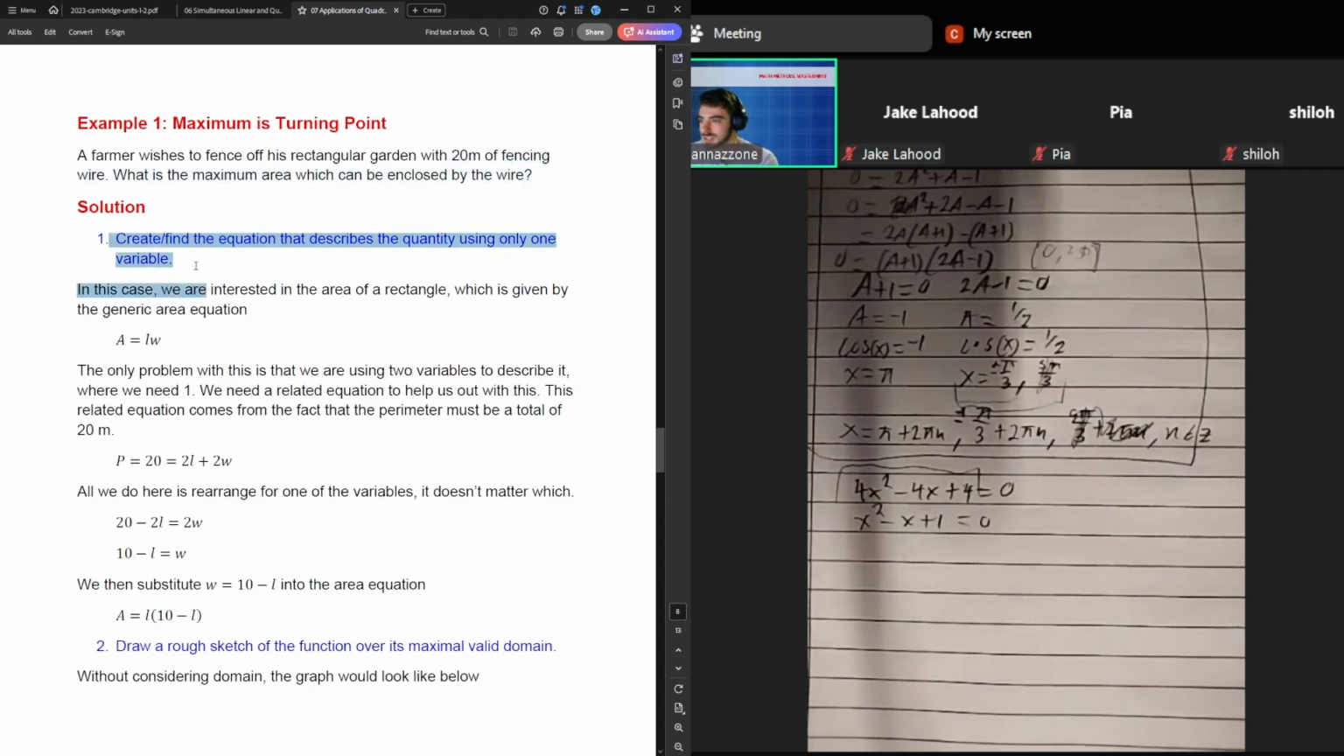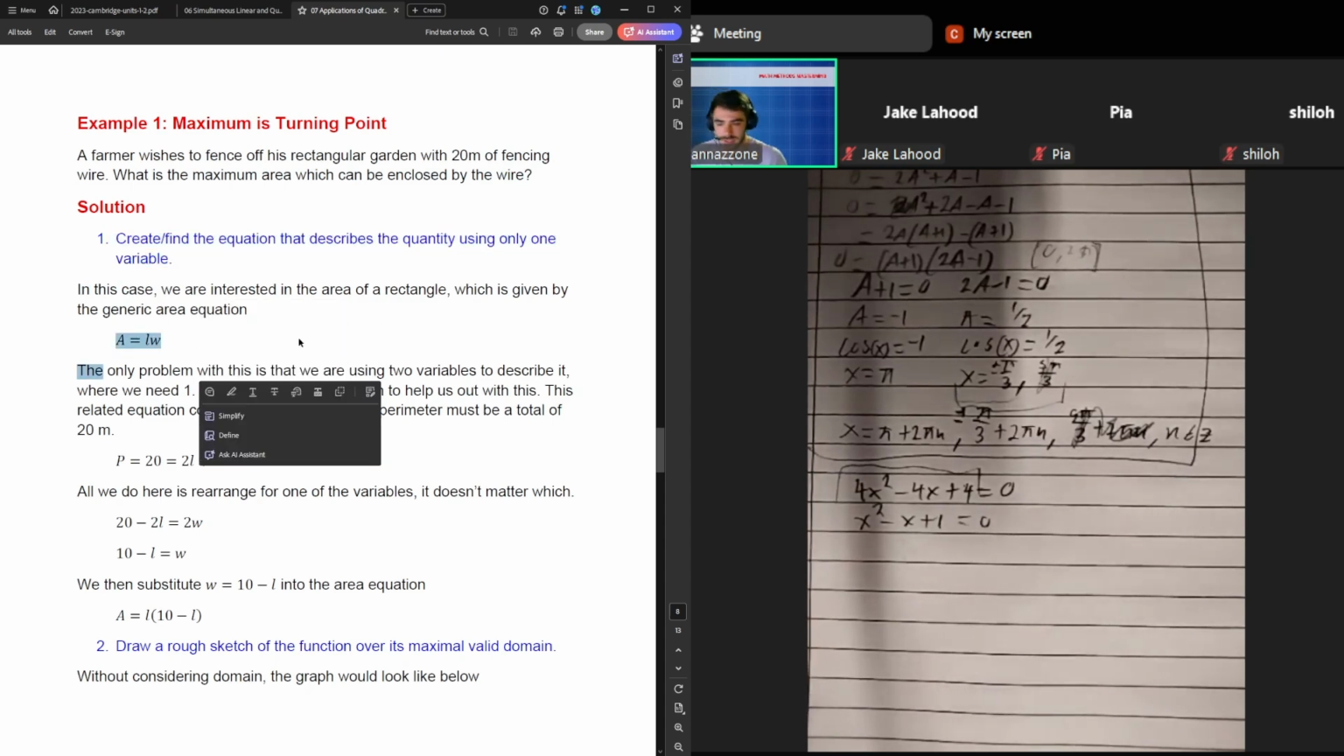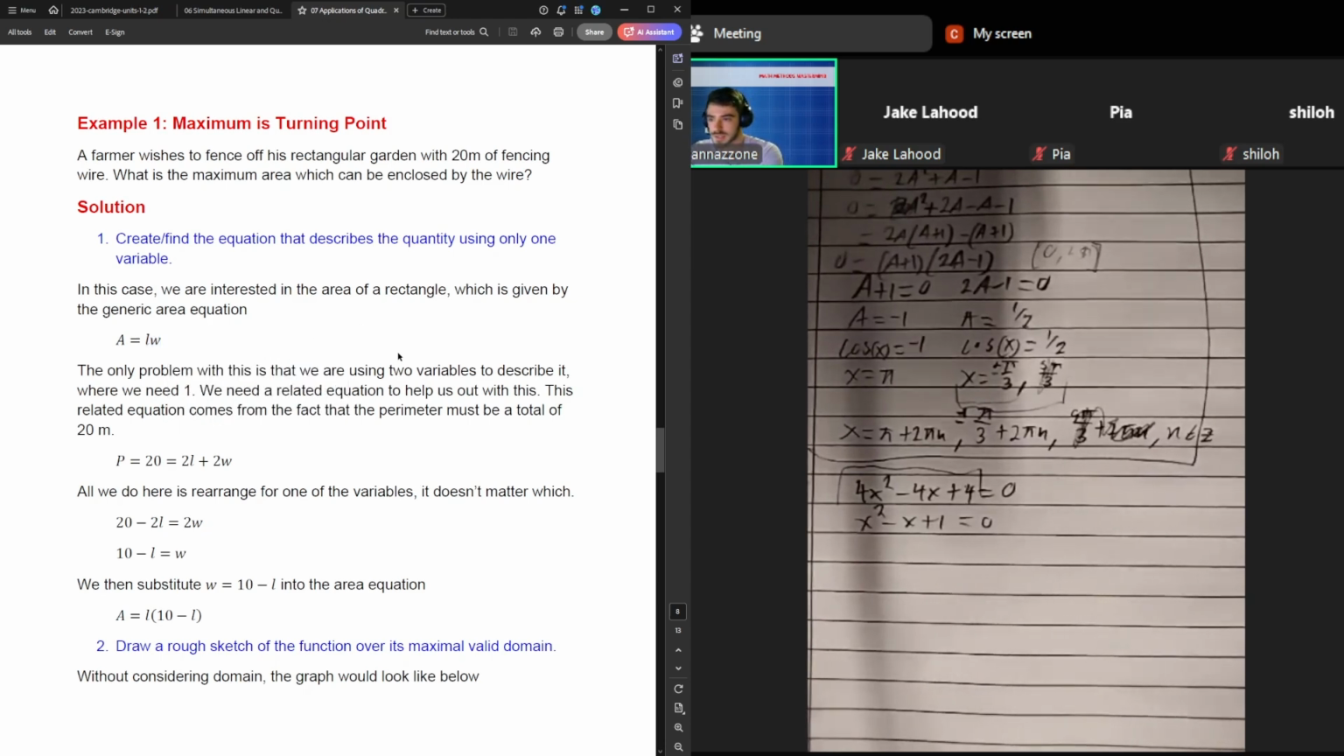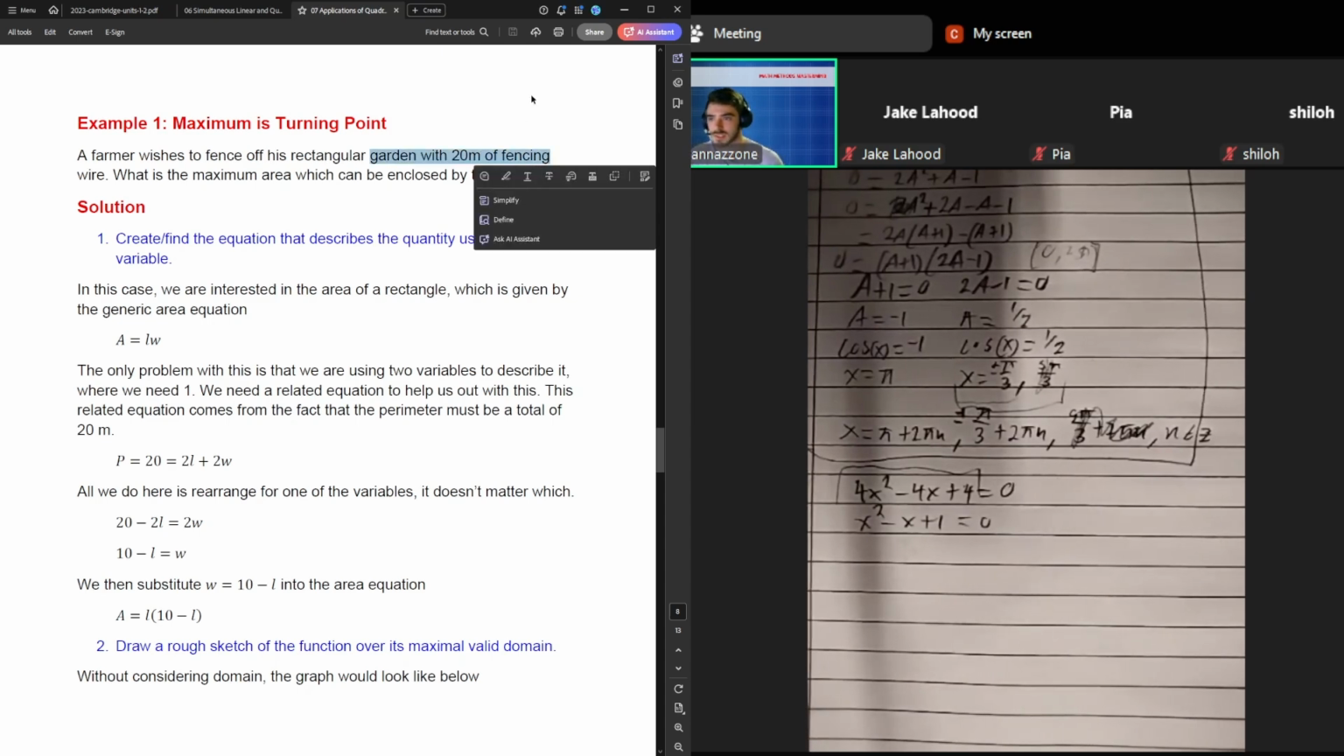But okay, let's pretend it's more complicated than it is. If you wanted to find the area of a rectangle, you always find length by width. Problem is, you've now got two variables that you're dealing with. You've got a length and a width. Not great. So ideally, we only want to get it down to one variable. That's where this other piece of information comes into play.